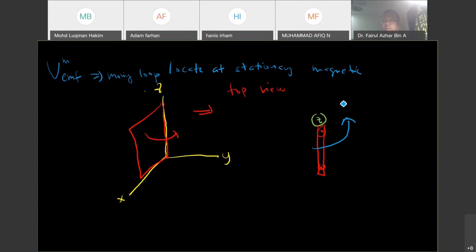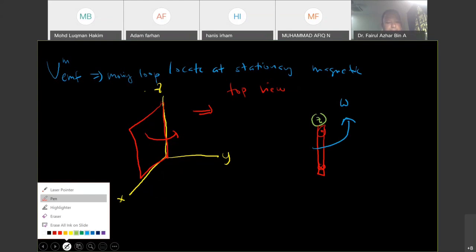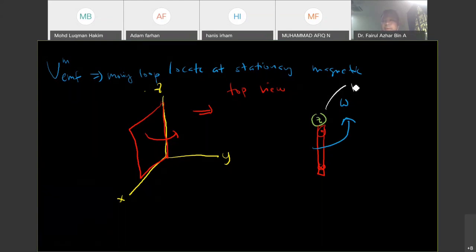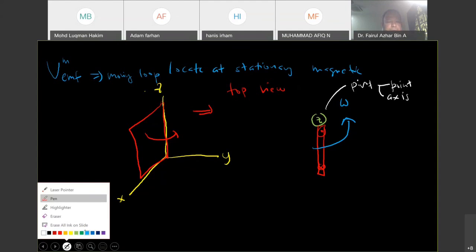This one will be the speed of the winding. The Z axis in this case can be named as a pivot point, or the pivot axis. This is a term that was introduced when we studied magnetostatics.